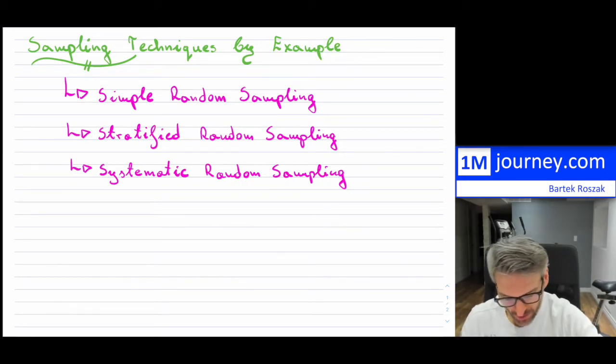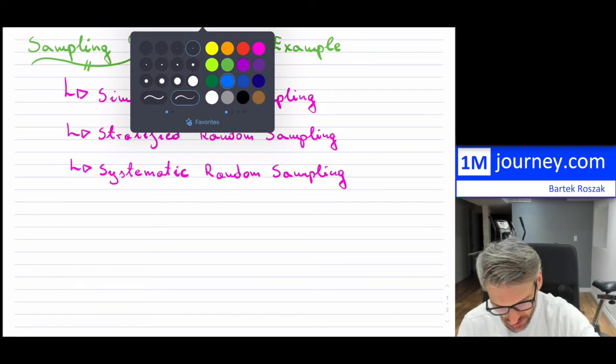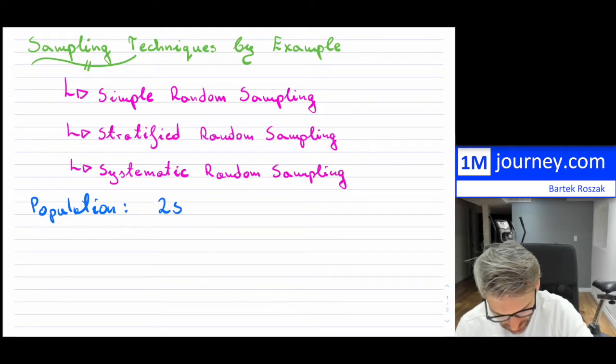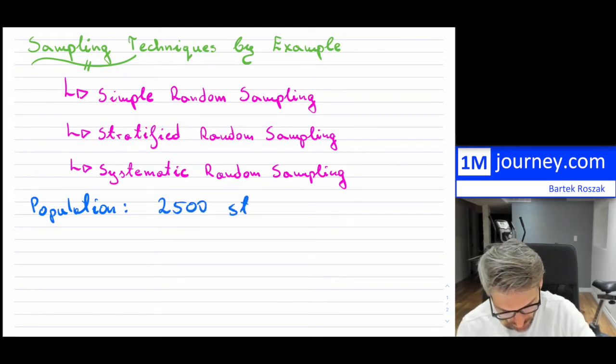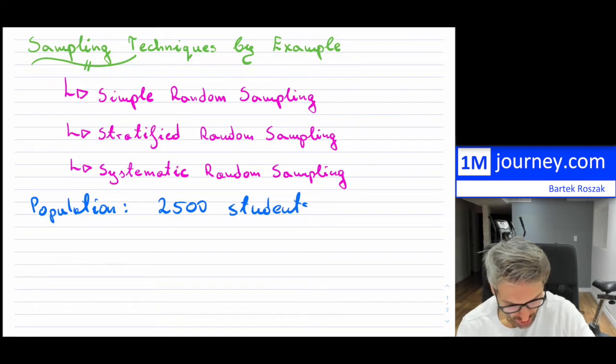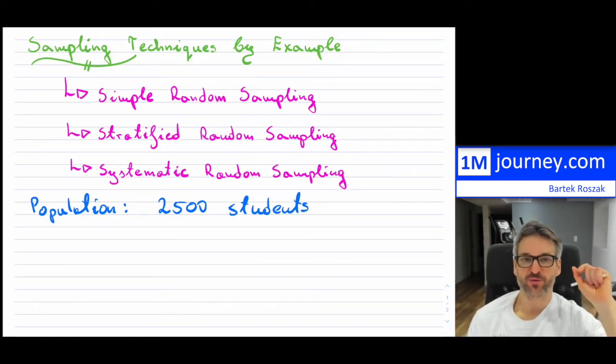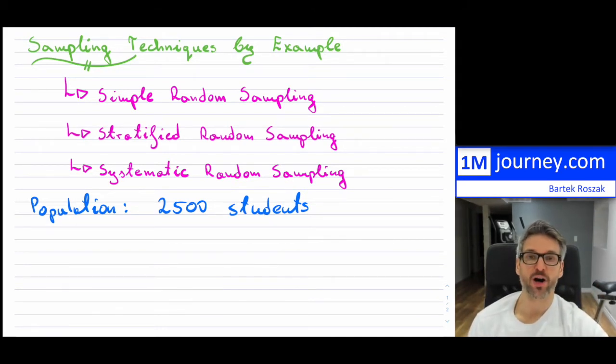So our entire population is basically 2,500 students. For me to be able to get every student's results based on whatever hypothesis I'm having would be really hard, and it would take a very long time to do that. So what I'm going to do is I'm going to use these three particular techniques.